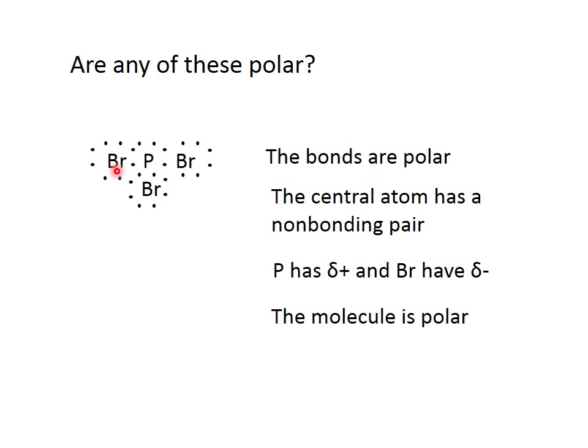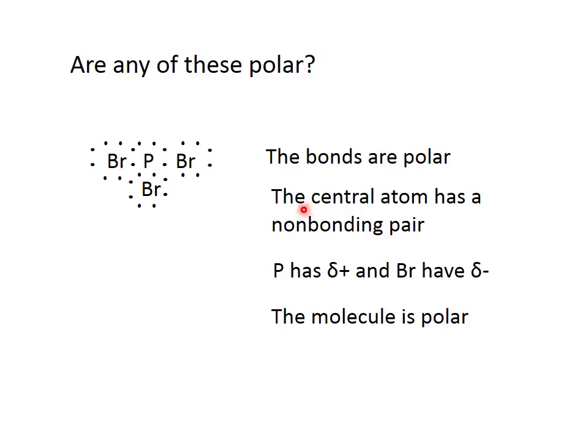Okay, let's look at this. First one right here. These bonds are polar. Why? Well, phosphorus is on a catty corner, so you'd have to look up the numbers. Phosphorus has a value of 2.1, and bromine, I believe, has a value of 2.7. So phosphorus has a lower electronegativity than bromine. That means del positive on phosphorus and del negative on bromine. So there is a bond dipole on each of these phosphorus-bromine bonds.